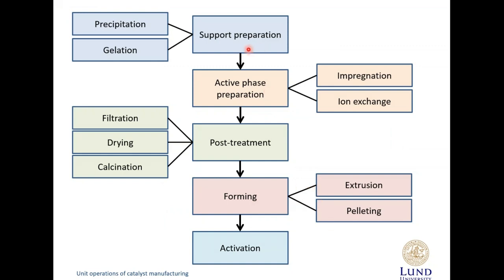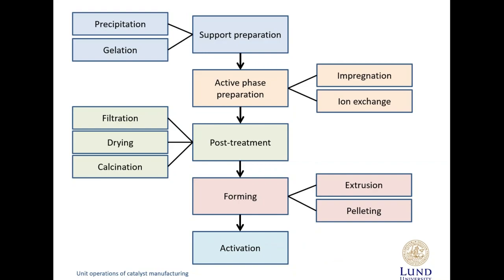Support preparation consists of gelation and precipitation operations. You do active phase preparation through impregnation and ion exchange. Post-treatment includes filtration, drying, and calcination. Forming operation can be extrusion and pelleting. And then you have activation that can be reduction or sulfidation, for instance.